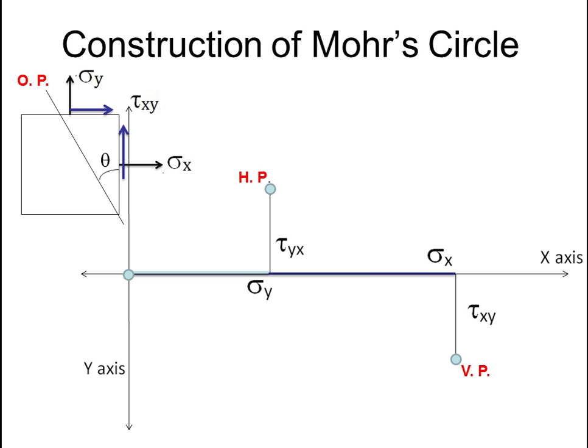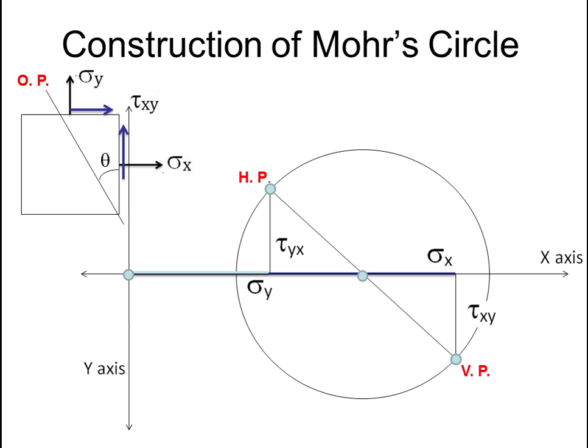Now we have to join this horizontal plane and vertical plane by a straight line. The intersection point of these two lines is the center of this Mohr circle. By knowing the center of the Mohr circle and by knowing the diagonal, that is the diameter HP to VP, we will draw the circle. This is called the Mohr circle.